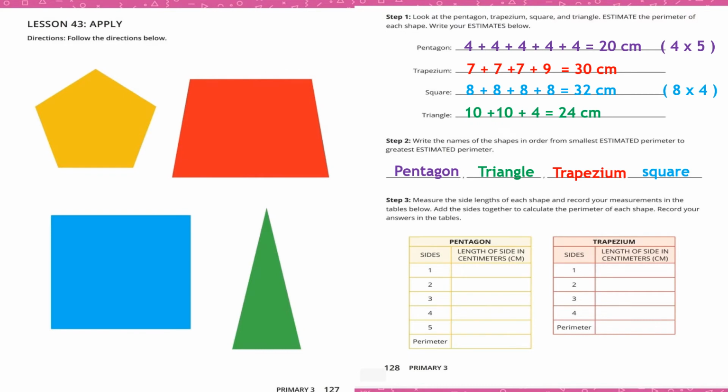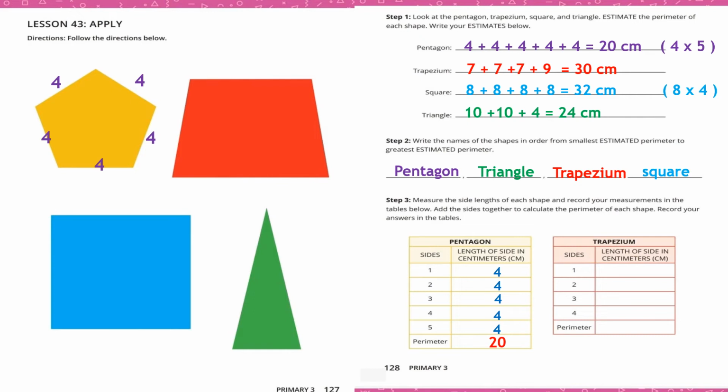So, if we started with the pentagon and we measured its side length, it will be 4. All of them are 4s. So we will write here the first side, or side number 1, 4. Side number 2, 4, and so on. We want to find the perimeter, so we will add all of them, equals 20.